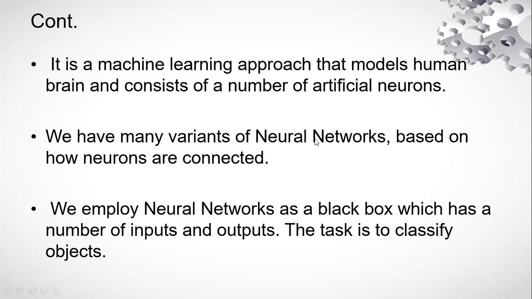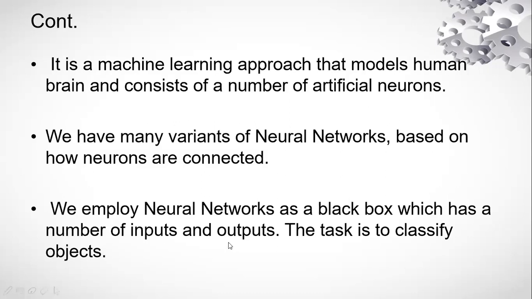Next, we have many variants of neural networks based on how neurons are connected. Now, we have a number of different types of neural network architectures that depend on how the neurons are connected to each other. That we will study in further lectures, where we will explain those particular topics.